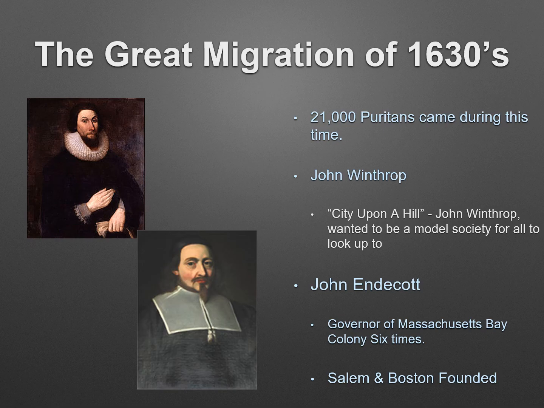The 1630s see the Great Migration, and this was a time where tens of thousands of Puritans start arriving into the Massachusetts Bay region. Infamously, this is when John Winthrop shows up. He brings with him the city upon a hill model. We're going to create a society which all others will look up to. John Endicott comes this time. He will be the governor of the Massachusetts Bay Colony on 6 different occasions. Salem and Boston will both be founded during this time.